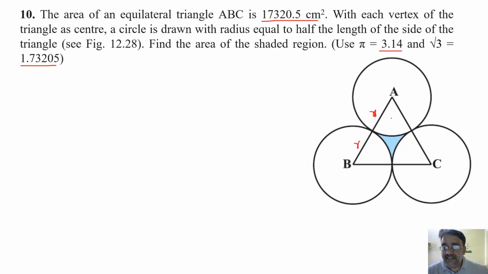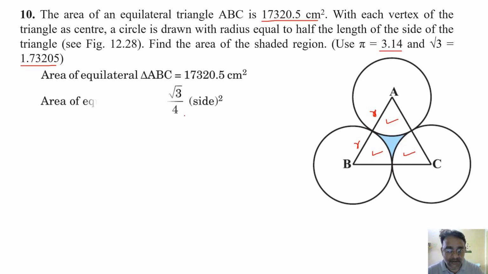So very easy concept. In the equilateral triangle, we have to subtract these three sectors. Then we'll get the area of the shaded region, okay? And the equilateral triangle area is also given, but in order to find the area of three sectors, we require the radius, okay? So first of all, we'll use the area of equilateral triangle formula. What is the area of an equilateral triangle? Root 3 by 4 a square, that is side square.